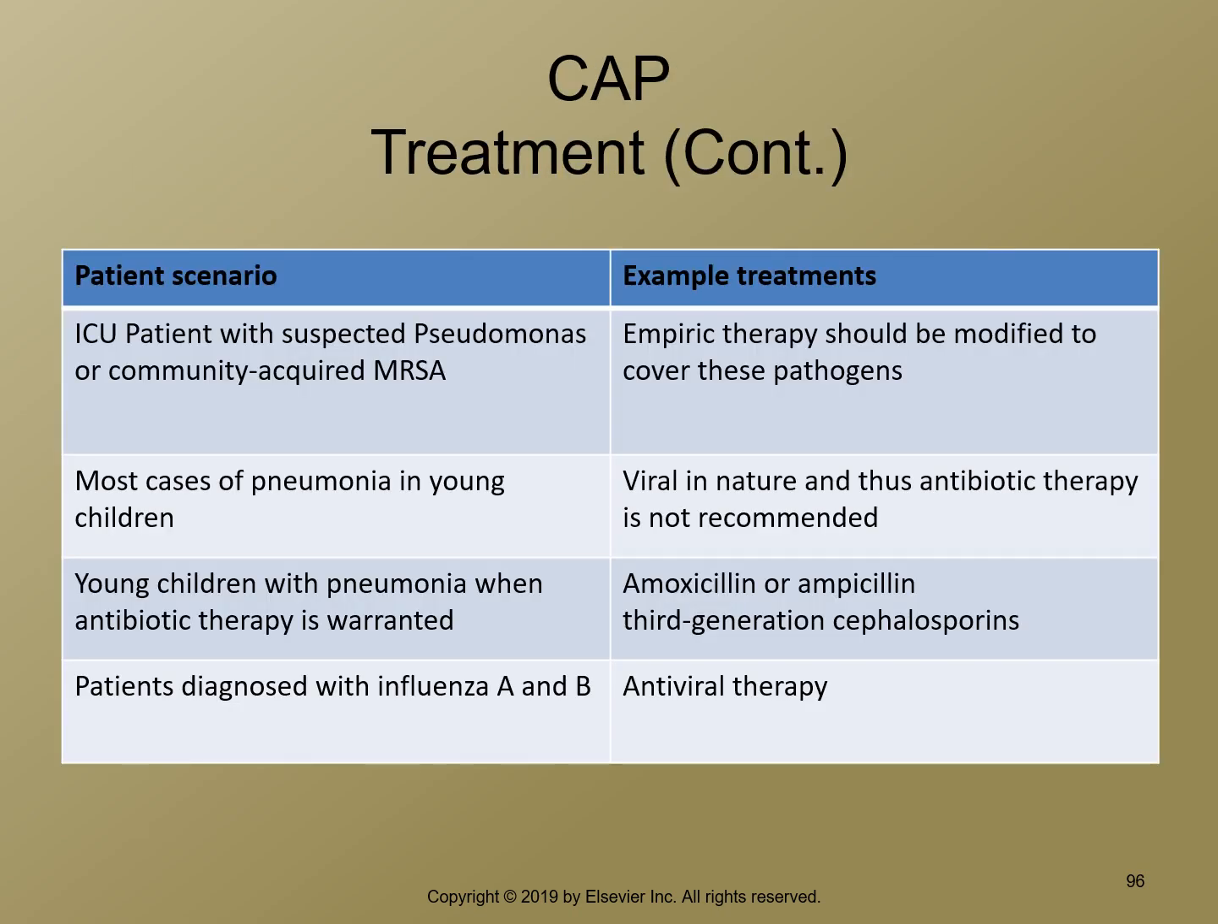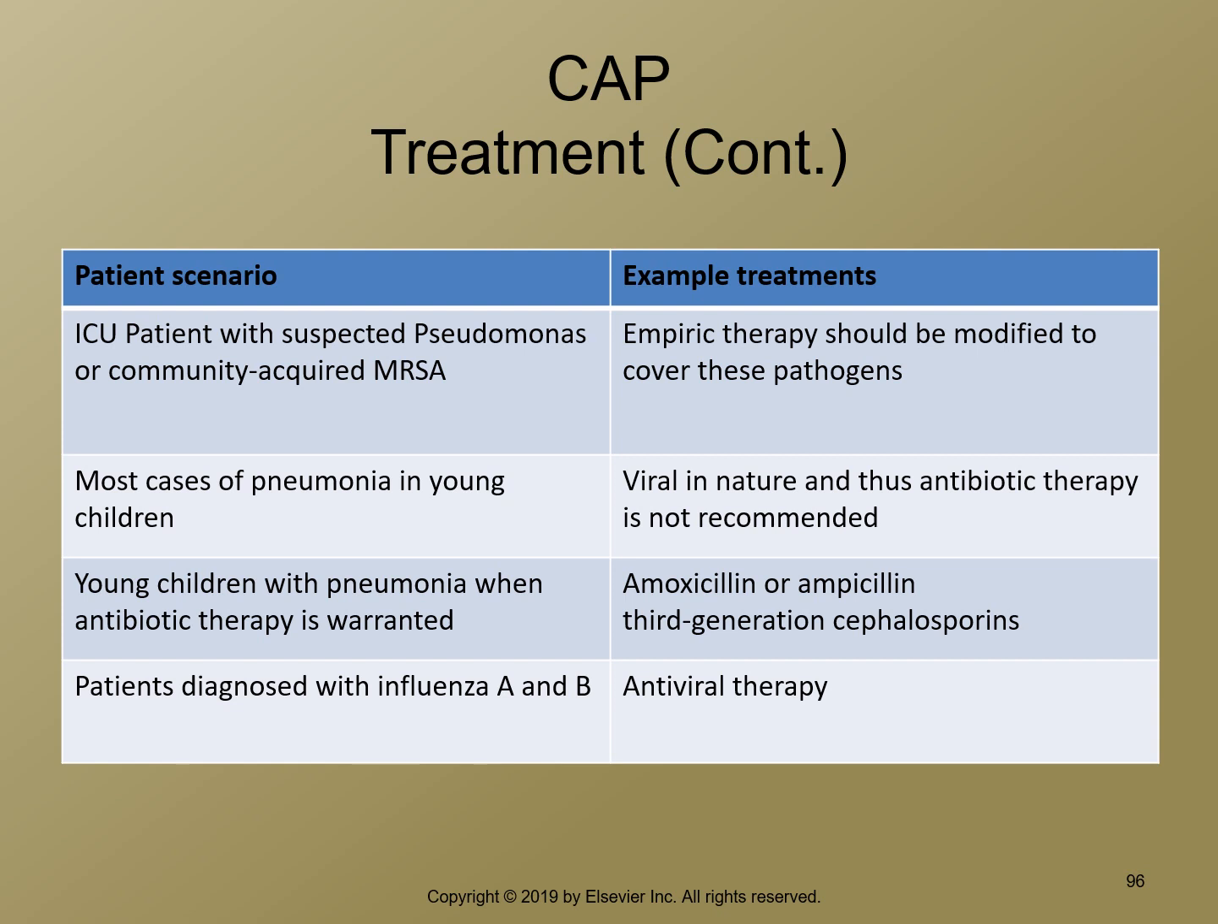This table provides a brief summary of different scenarios in which patients are treated for community-acquired pneumonia. So the first scenario is an ICU patient with suspected Pseudomonas or community-acquired MRSA. This patient would be treated empirically initially, and then the therapy would be modified to cover whichever pathogen was isolated. So for example, if MRSA was isolated, then the patient might be administered vancomycin, linezolid, or clindamycin.